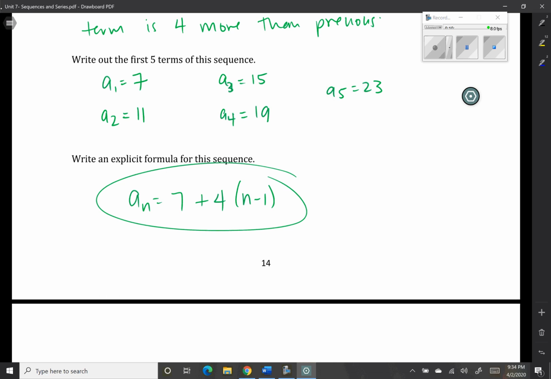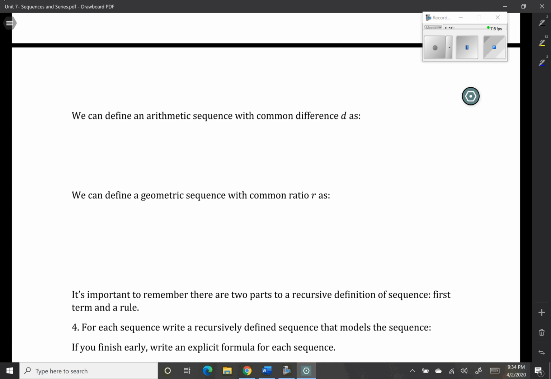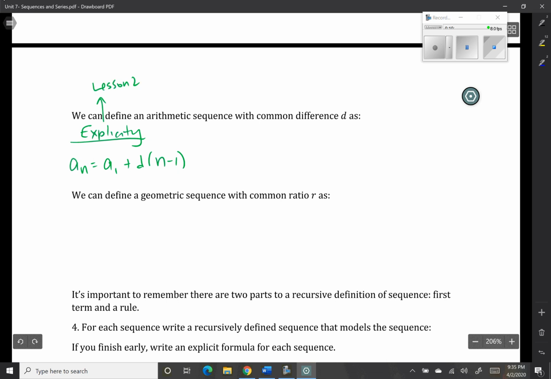Because we now know about recursive sequences, I can start to define things using either one. Taking a look at the top of the next page, it says we can define an arithmetic sequence with a common difference of d in two ways. We can define it explicitly by saying a sub n is equal to the first term a sub 1 plus the common difference times n minus 1. This we learned in lesson 2. What we're learning today is how to do this recursively.